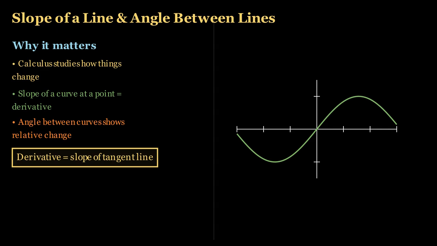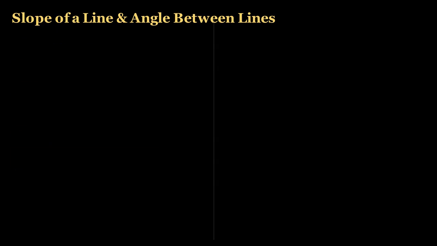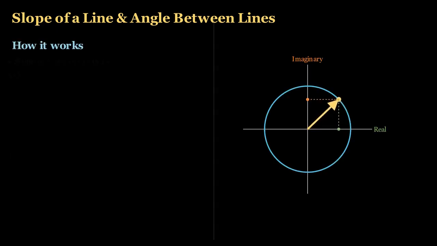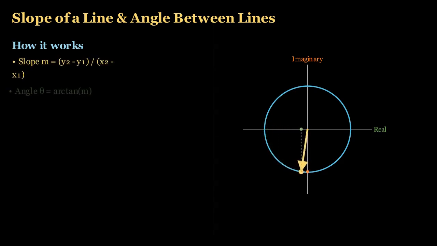Take any 2 points on a line, call them point 1 with coordinates x1, y1, and point 2 with x2, y2. The rise is the change in the vertical direction, y2 minus y1. The run is the change horizontally, x2 minus x1. Slope, which we usually write as the letter m, is just the rise divided by the run.